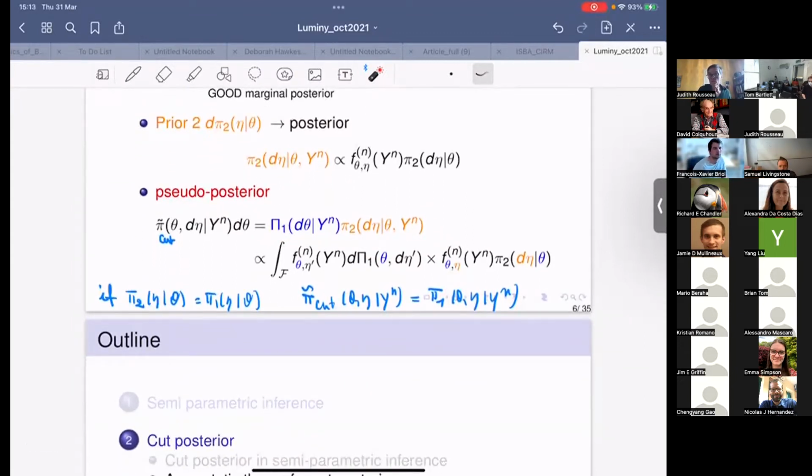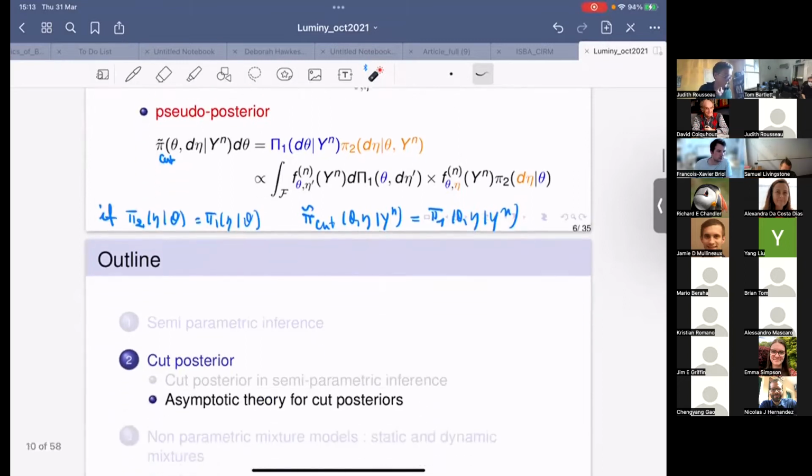In particular, if you had chosen pi2 to be equal to pi1, then you would get the proper posterior. But you allow yourself to choose a different pi2 for eta, a bit like at a second stage if you want, and then this is a real distribution on the parameters. It's a real probability on the parameters, but it's not a full posterior. And that's going to be the object that we're going to study and use to be able to estimate everything we want, or almost, in these semi-parametric hidden Markov models.